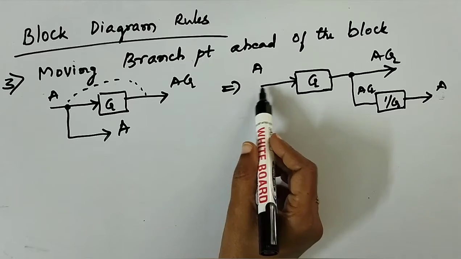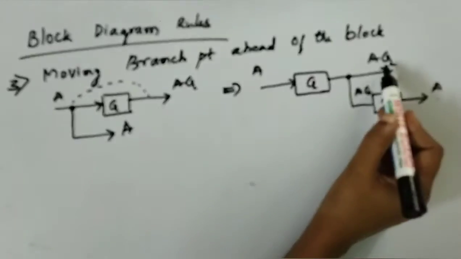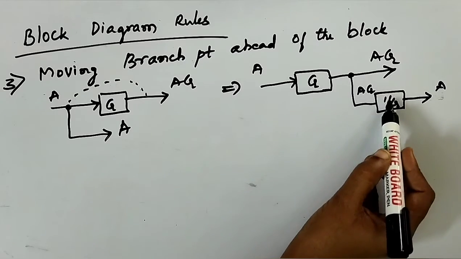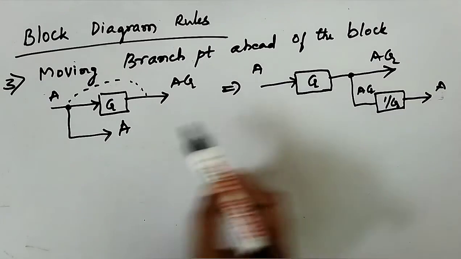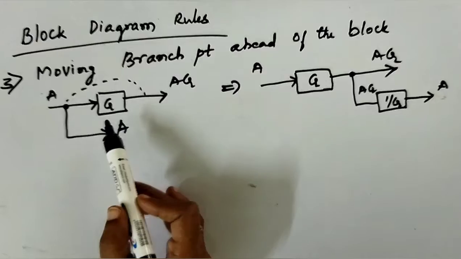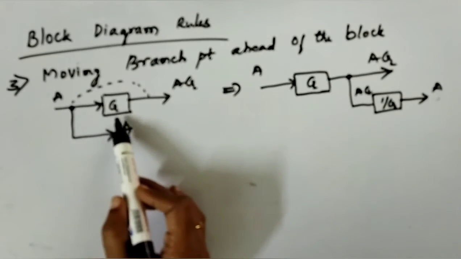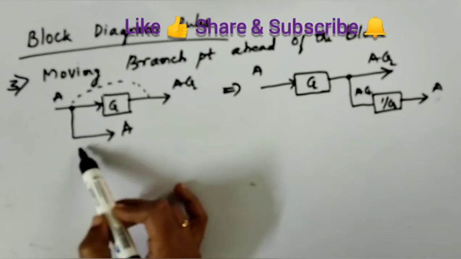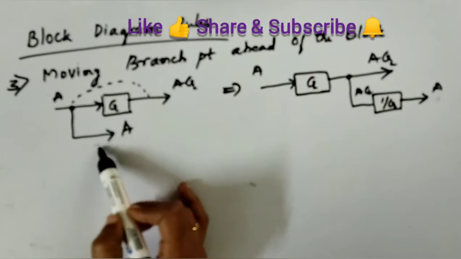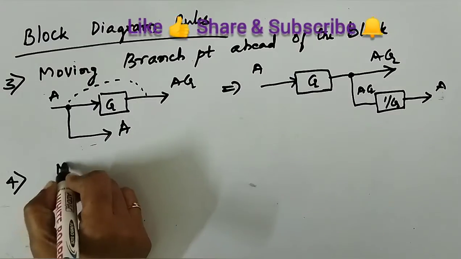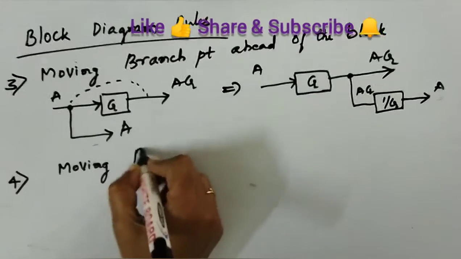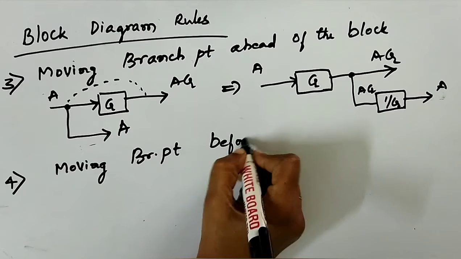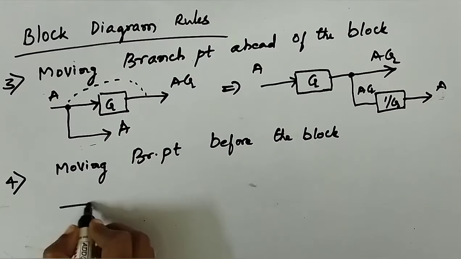Now if A is the input, A into G will leave us with AG as the output, and AG is the input to this block, so AG into 1 by G would give us the same output A. When you move the branch point, you need to add 1 by G in this particular path. Moving the branch point ahead of the block, that's how I represent it.